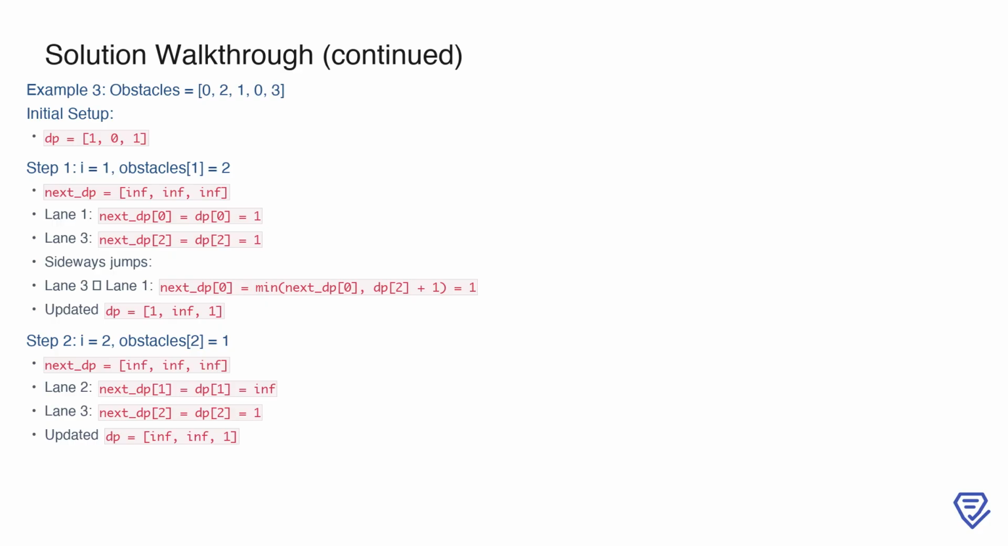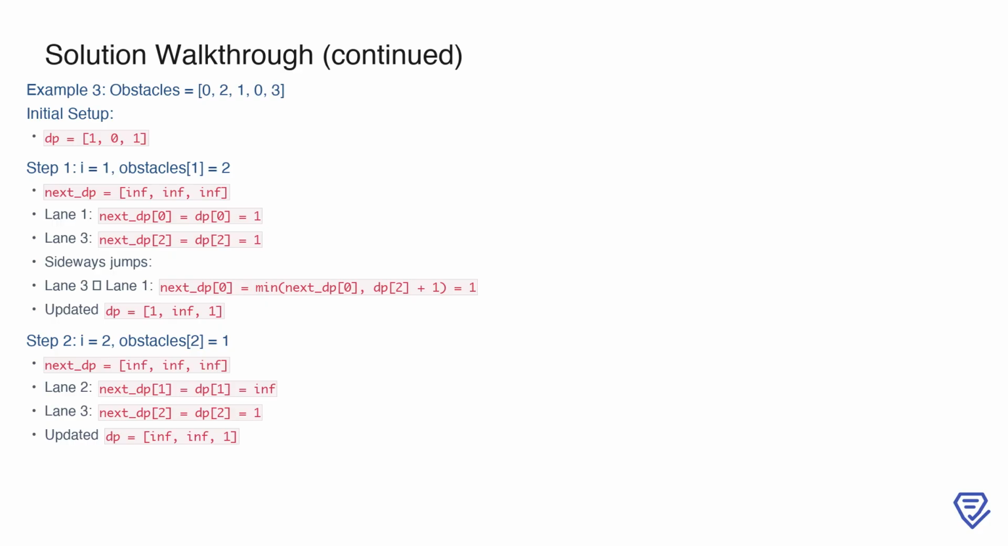The DP array is initialized as 1, 0, 1. At position 1, there is an obstacle in lane 2. For the obstacle-free lanes, lane 1 retains the value 1, and lane 3 also retains 1. For sideways jumps, we check lane 3 to lane 1, but the value remains unchanged at 1. After this step, DP becomes 1, infinity, 1.